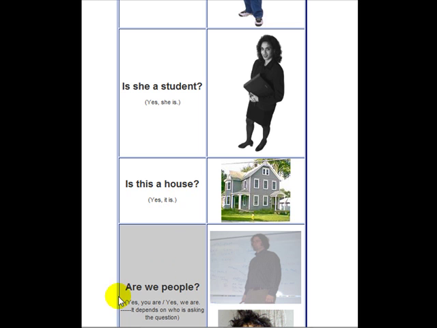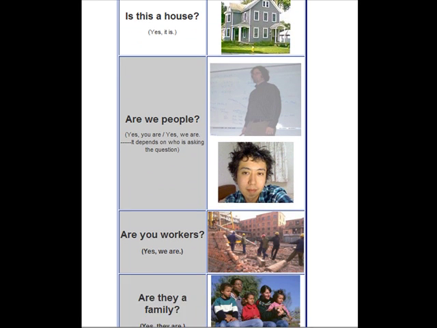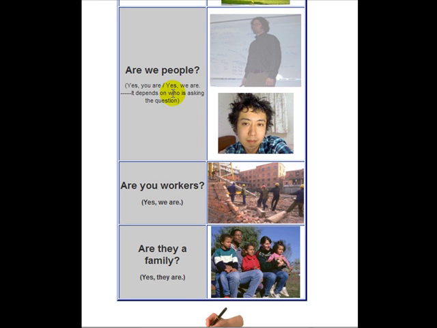Down here we have, are we people? There's just one person there. Okay, there's two persons, I'm sorry. Let me move that up. Are we people? And the answer is yes, you are. Yes, we are. It depends on who is asking the question. So we have two people here, which makes it a plural we.